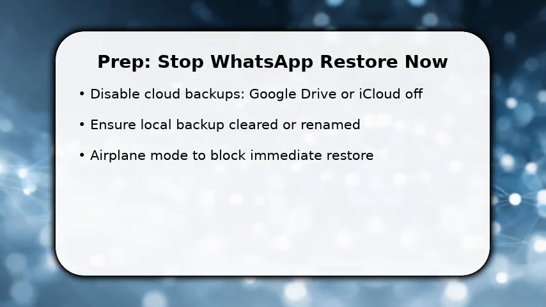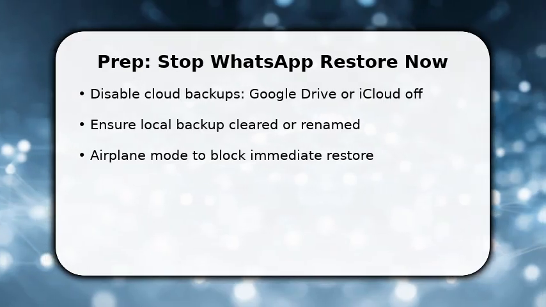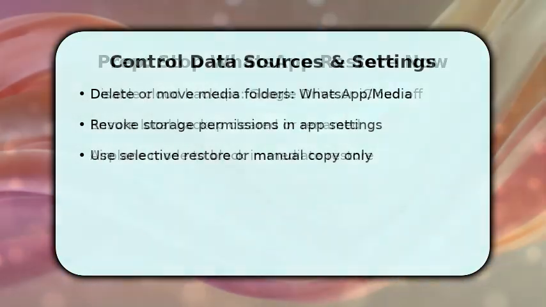Once done, reopen WhatsApp and skip the restore prompt. This forces a fresh install without pulling media automatically. Now you control where media can come from and why.